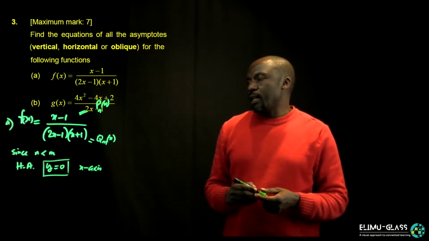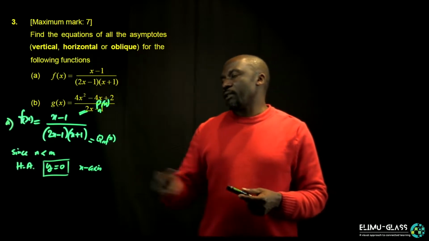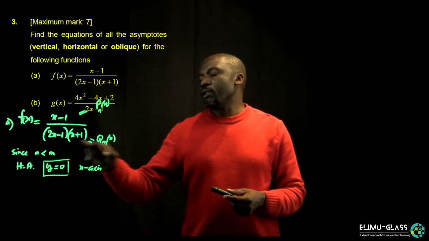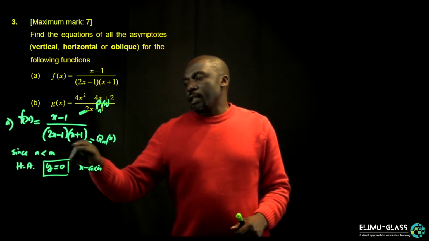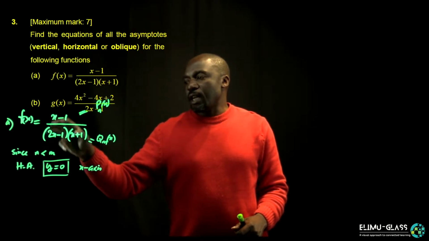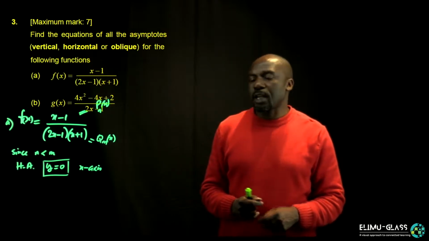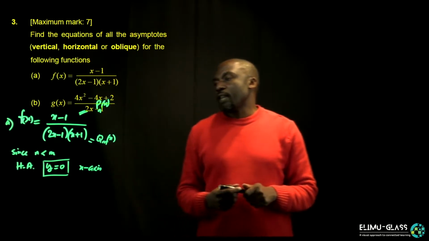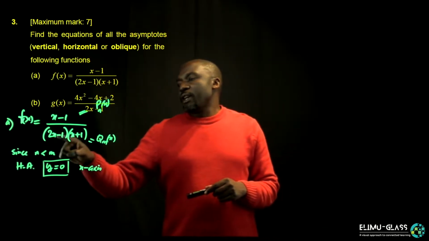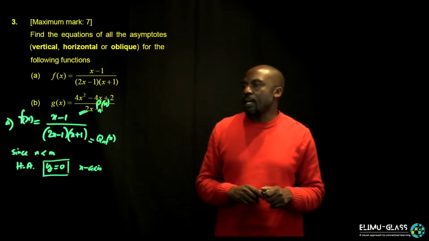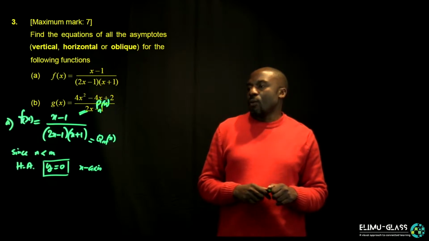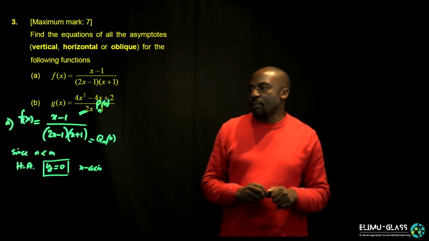Now let's find the vertical asymptotes. To find the vertical asymptotes, we look at the denominator, and we reason that if the denominator is 0, then we are having an undefined function. f of x becomes undefined, and because of that, any value of x that will make the function undefined will tell us what the vertical asymptote is.